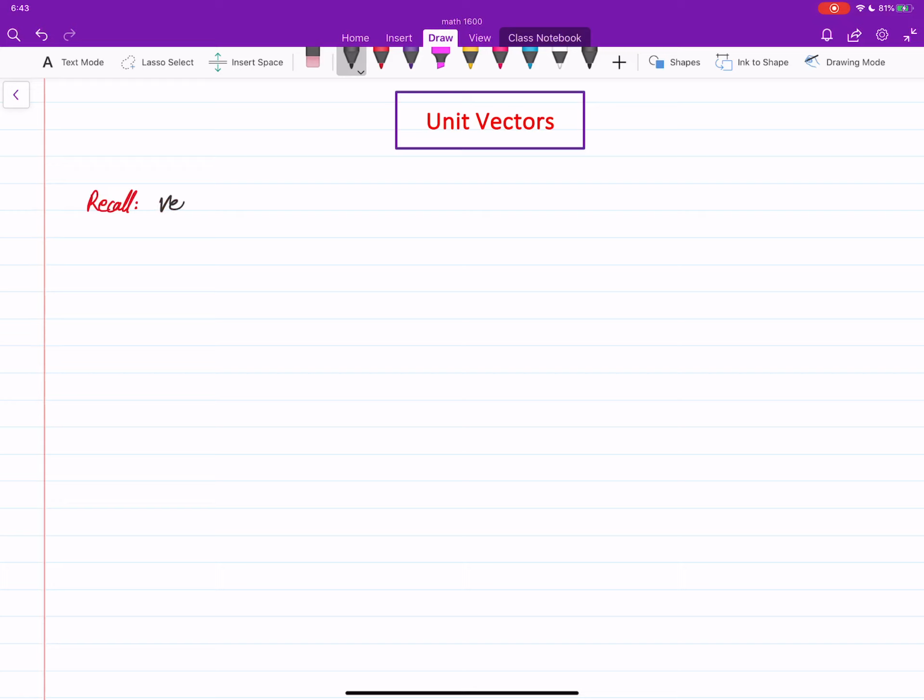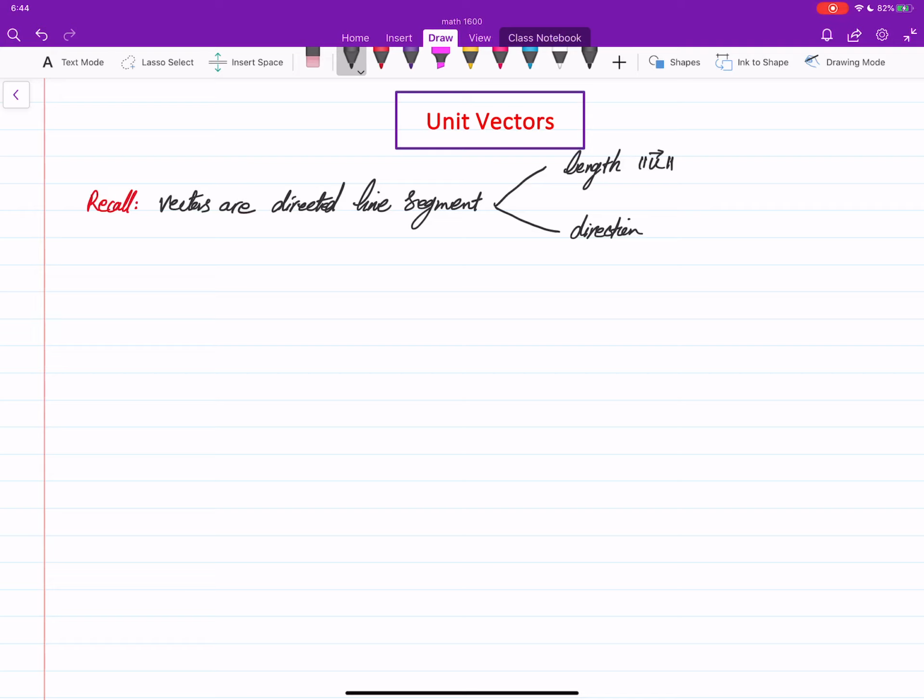vectors are directed line segments, and just by that definition, for any given vector we have two properties. One, the length of the vector, which is what we denoted by this notation, and then we have direction.